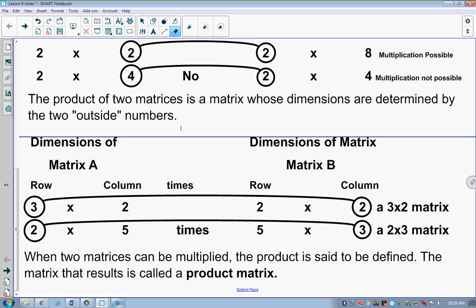Because I'm guessing that matrices are something that's new to you. Have any of you worked with matrices up to this point? Nobody has. I didn't think so.